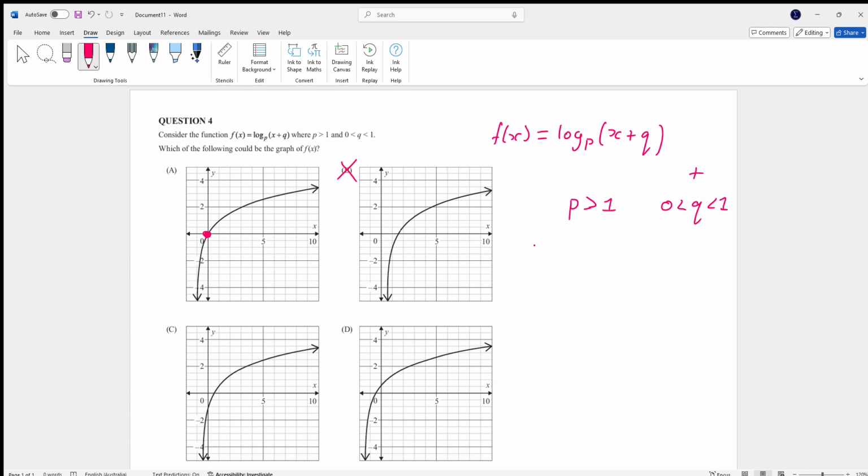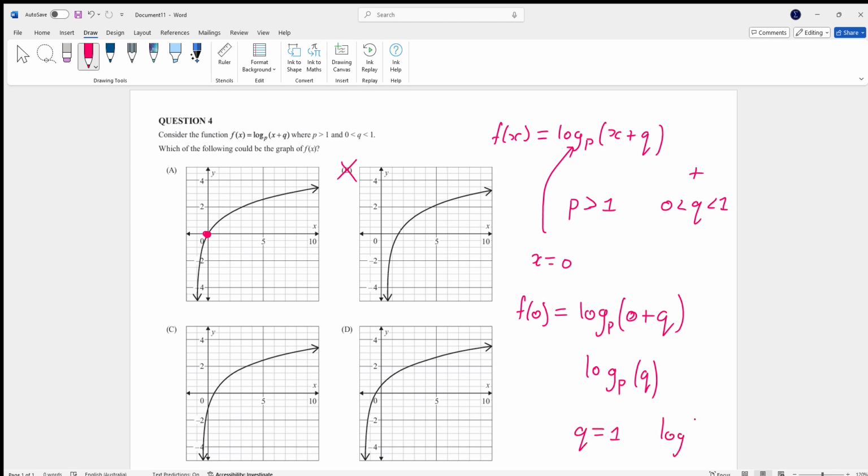So here, if we were to put x equals 0 into this, we get f of 0 equals log base p of 0 plus q, so you get log base p of q. The only way a log could be 0 is if q was equal to 1, because log of 1 is the only way you can get 0 from a log. Here they've defined q has to be less than 1, which means this will not be equal to 0, because q can never be equal to 1, which implies A is also incorrect because it will never pass through the origin.